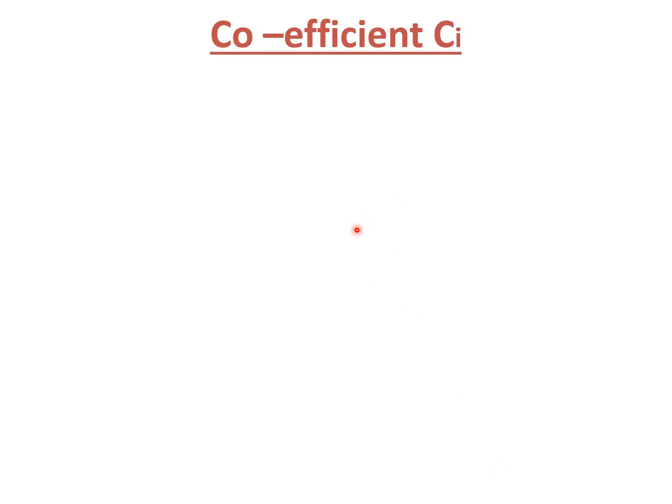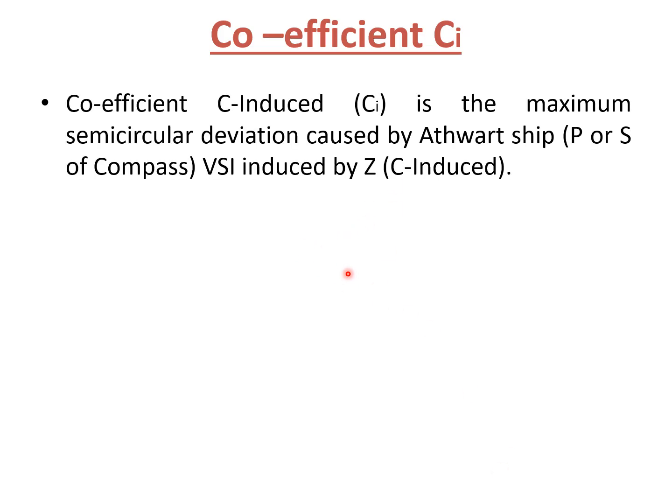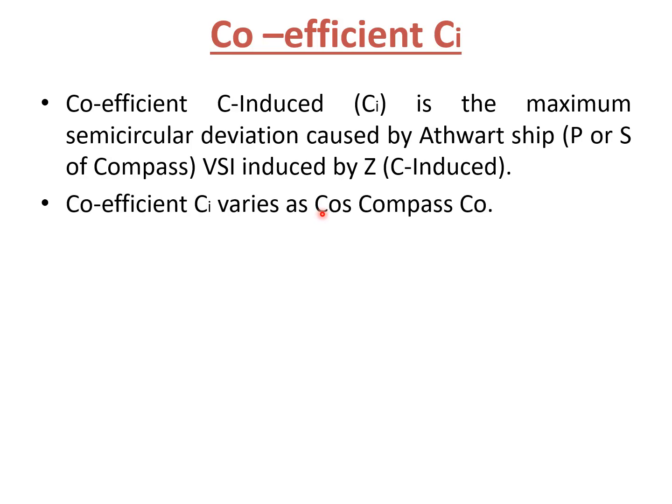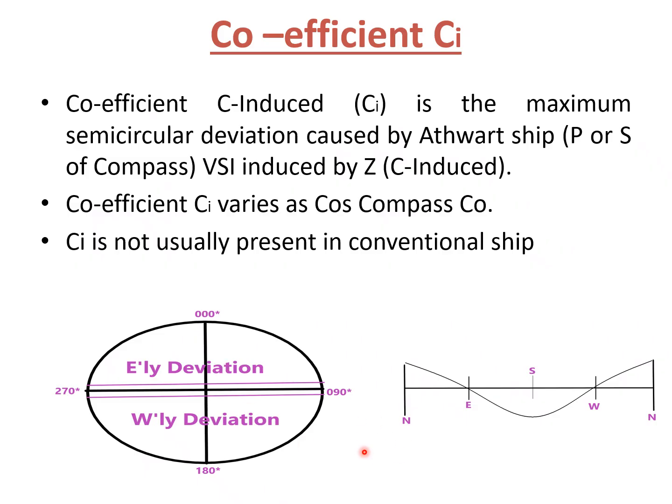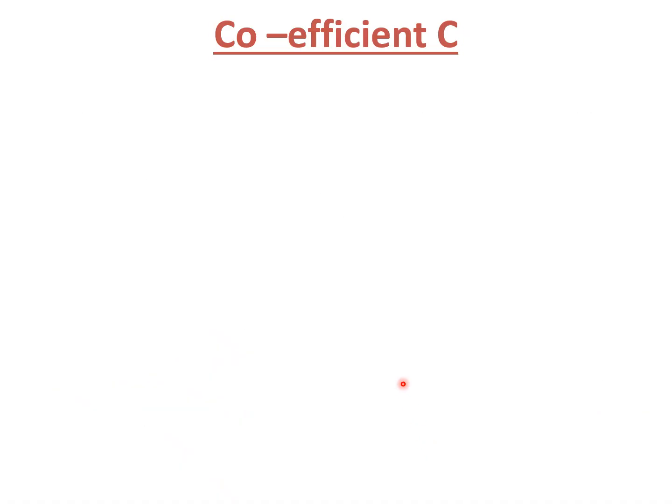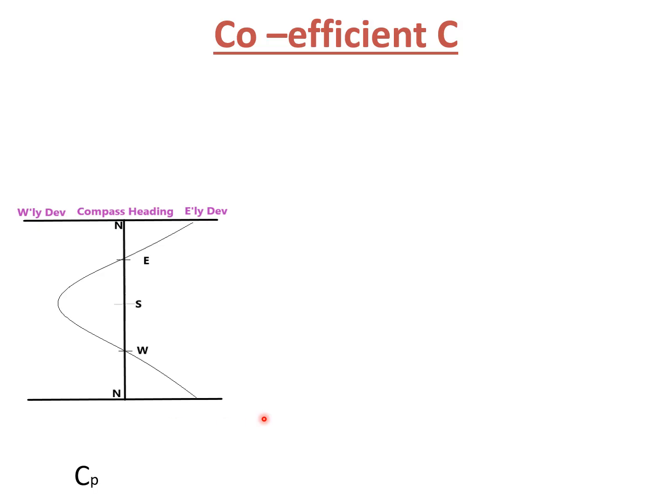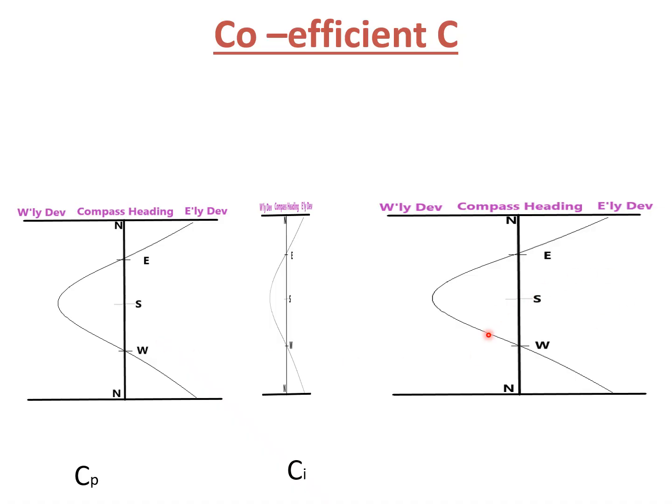Let us see what coefficient C induced is. Coefficient C induced is the maximum semicircular deviation caused by the athwart ship VSI induced by jet. That athwart ship VSI can be on the port side or starboard side of the compass, but in a normal ship you will not find this C induced magnetism. Coefficient C induced varies as cos compass course, and it will give us a curve like that if it is present on the ship, right? So now if we take that C permanent curve and this C induced curve and put it over the C permanent curve, it will finally give us a curve like that, right?